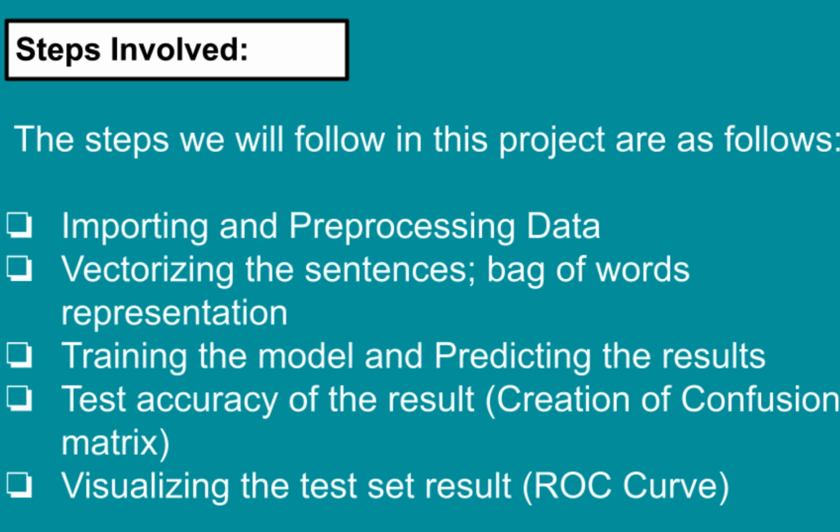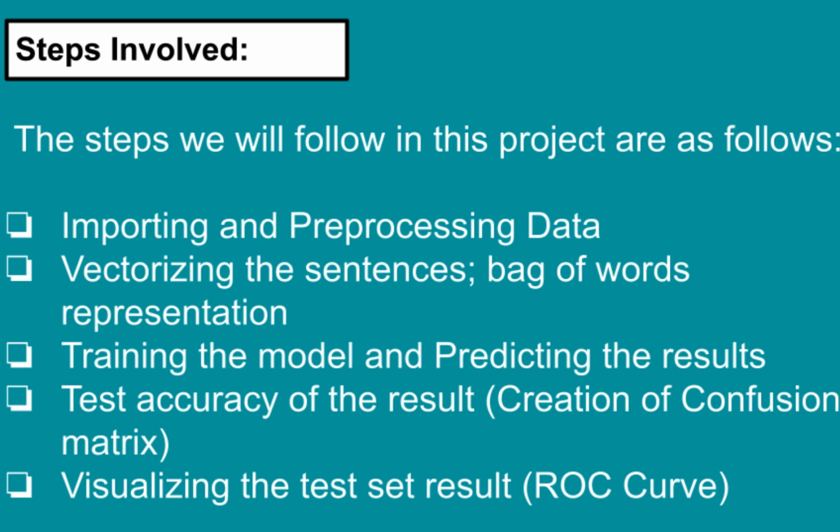We will follow these steps while building this project. First we will import and pre-process the data, and then we will vectorize the sentences. By the way, we will be downloading the data from the UCI machine learning repository. Special thanks to the UCI students who are maintaining this repository and have a huge dataset. I'll paste the link of the repository in the description box. Please go and download from there while working on this project.